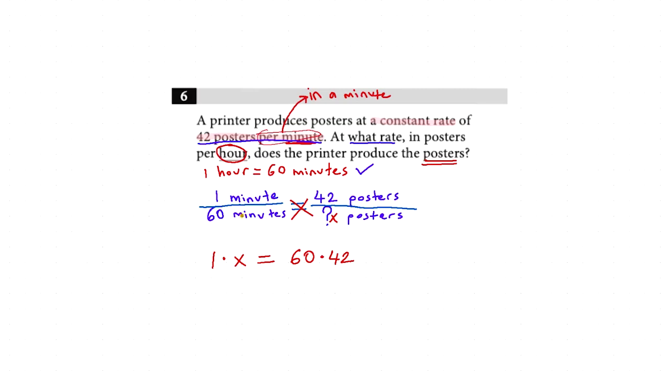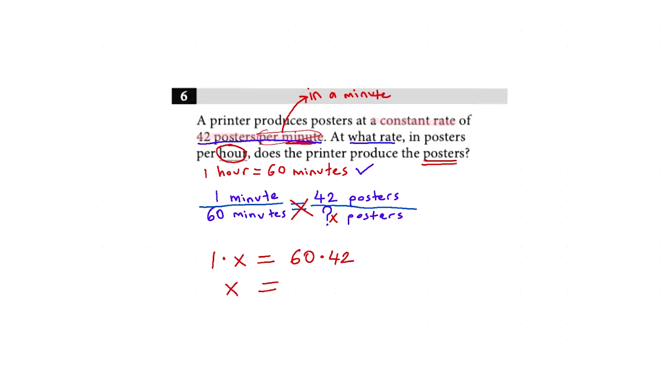Again, what was the most important thing? Order matters. See, minute over minute, posters over posters, and that is the correct way to create a proportion. So 1 minute times X posters is equal to 60 minutes times 42 posters. And then you can use your calculator. 1 times X is X, and use your calculator and multiply 60 times 42.